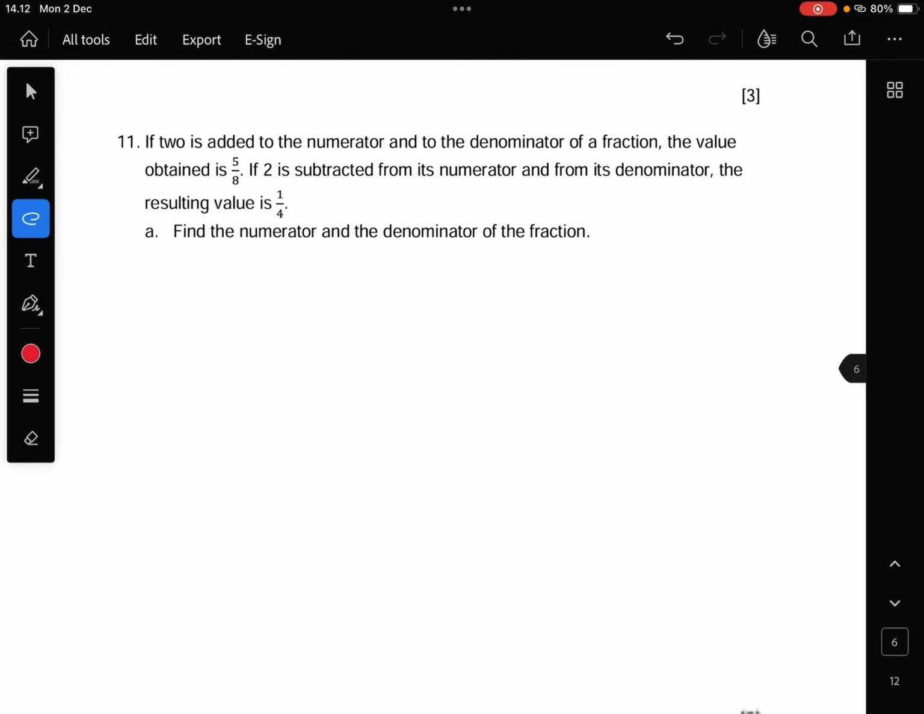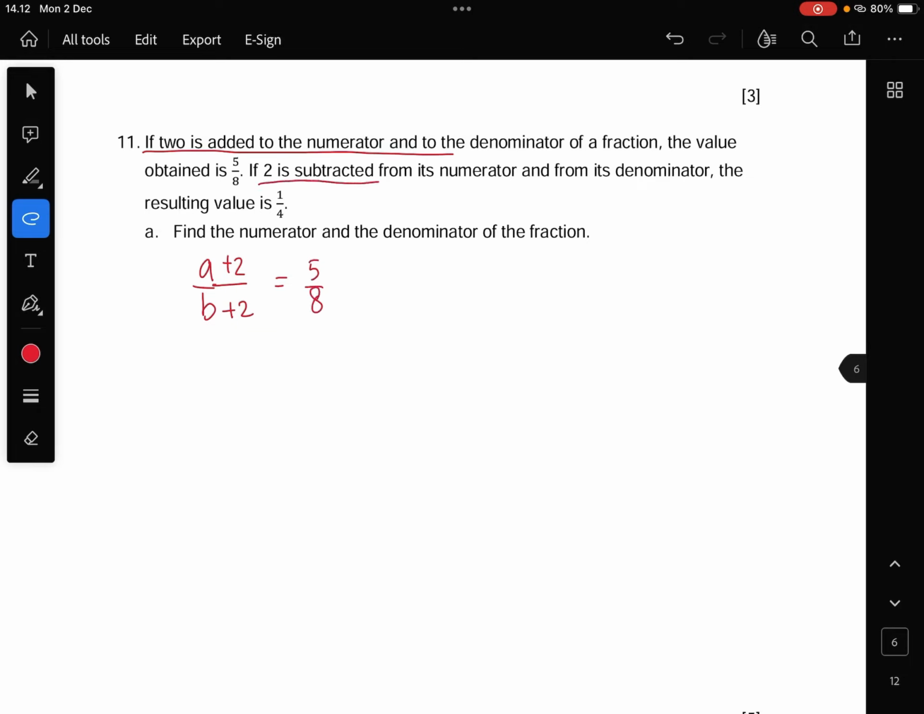Now move on to number 11 here. If 2 is added to the numerator and to the denominator of a fraction, the value obtained is that. Okay, for example, we have the numerator and denominator like this, a and b. A is the numerator and b is the denominator. For the first sentence, 2 is added to the numerator and denominator. So a plus 2, b plus 2. The value will be 5 over 8.